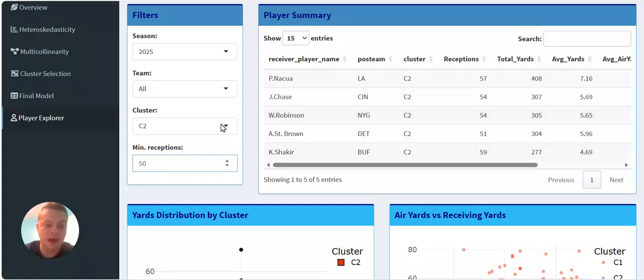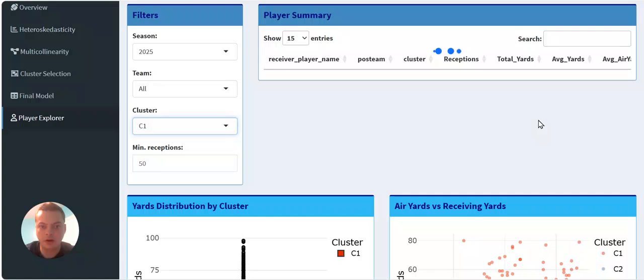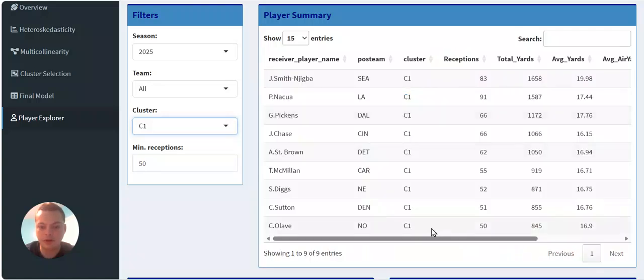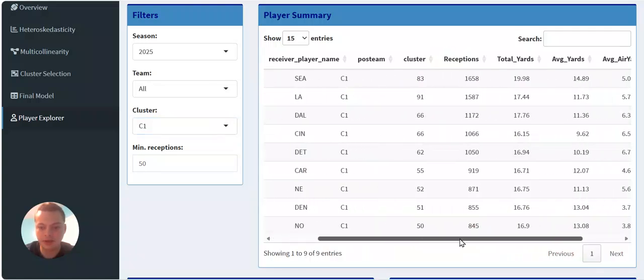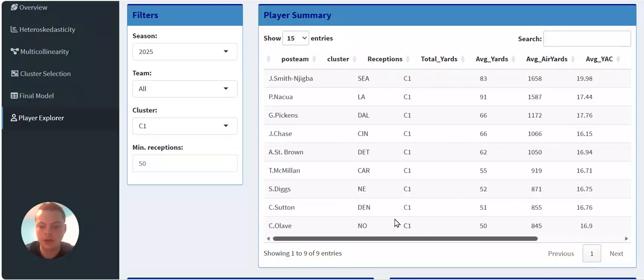However, when you go over to cluster 1, you can see that there are 9 entries that fall into cluster 1. And then you got JSN, Nacua, Pickens, Chase, St. Brown, McMillan, Diggs, Sutton, and Olave, with Puka Nacua having the most receptions and JSN having the second most, with nobody else really even being close to those 2.